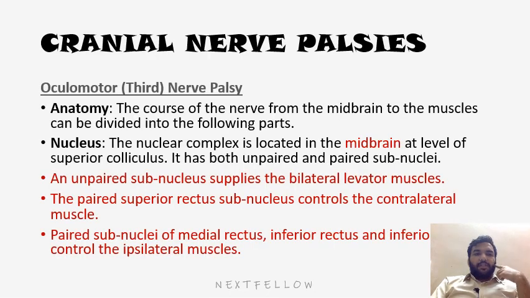Cranial nerve palsies. Coming to the first cranial nerve palsy that we are going to talk about, we are going to read about the third, fourth and sixth nerves, which is very important. So oculomotor, third nerve palsy. The first is anatomy. The course of the nerve from the midbrain to the muscles is divided into the following parts.